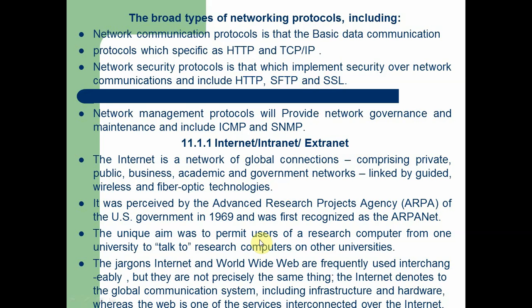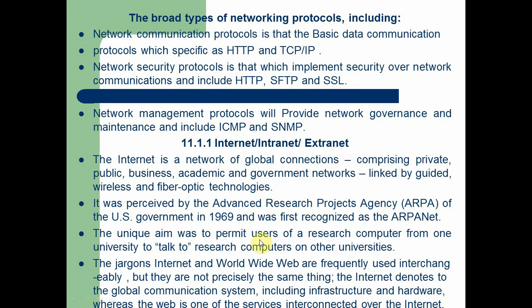The internet denotes the global communication system including infrastructure and hardware. So the internet is a medium used for communication, where much hardware and infrastructure like towers, wires, fiber optic cables, computers, laptops and modems are used. All these devices are included in the internet. All these mediums are called the communication medium. All these hardware and software are included as the internet. But www is not the same.